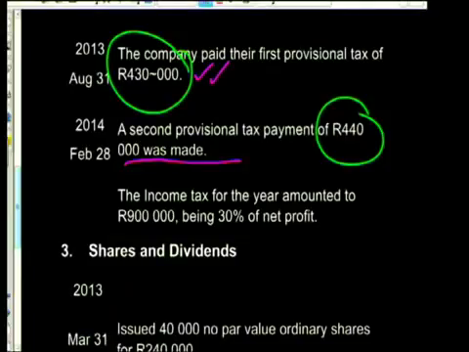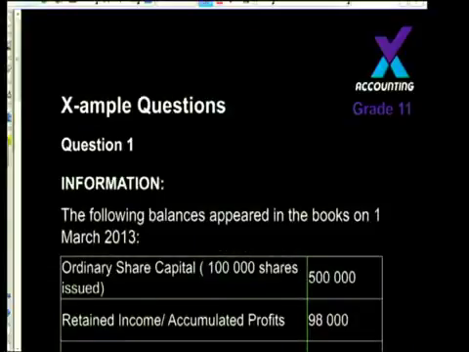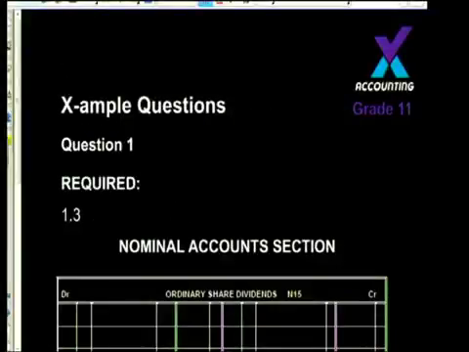Okay, so we have done our 2 provisional payments, and we are now told that the income tax for the year amounted to 900,000 Rand, being 30% of the net profit. Okay, 900,000 is now your income tax. So what's your contra entry? Remember, you're going to debit this account here. Let's identify that account. Let's get to that account.